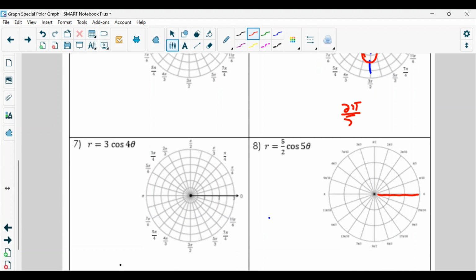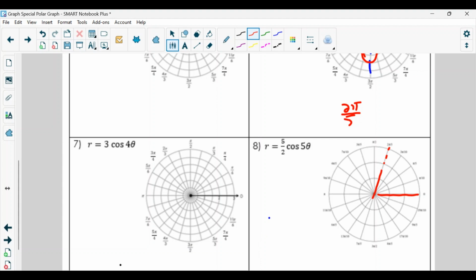So the first one is going to be at 2 pi over 5, and I can't see this one clearly. Let me check the path to see where that's at. 2 pi over 5 looks like it's this one here. Good. So that's the second petal.